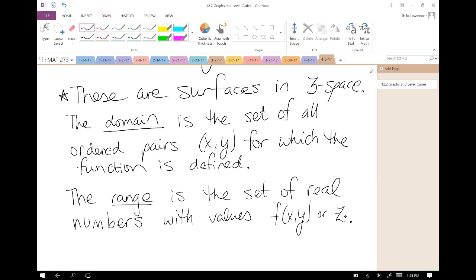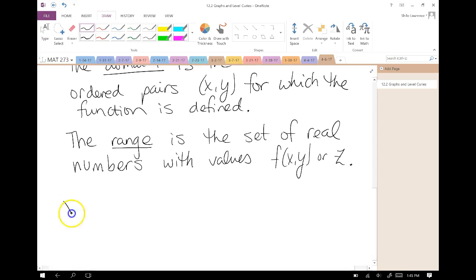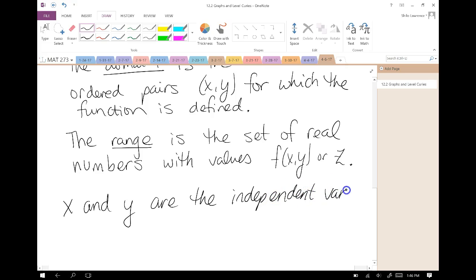So it's just a single set of real numbers that we get back for f of x y or for z, depending on which format it's written in. So here x and y are the independent variables. And z is the dependent variable.